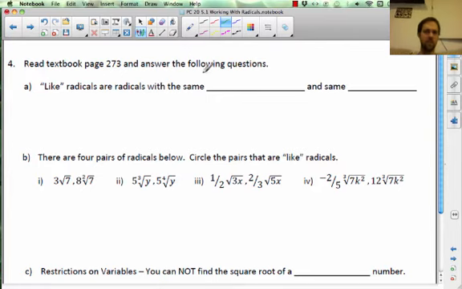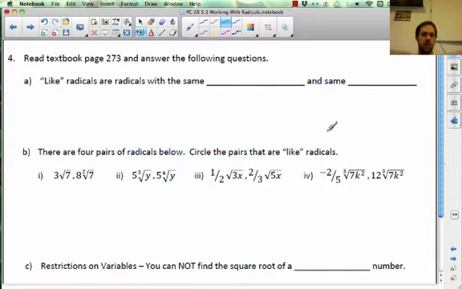Read textbook page 273 and answer the following questions. I'll leave you to that.